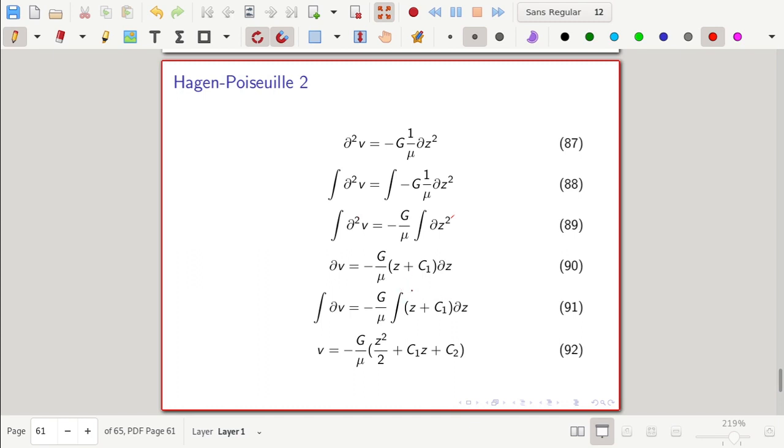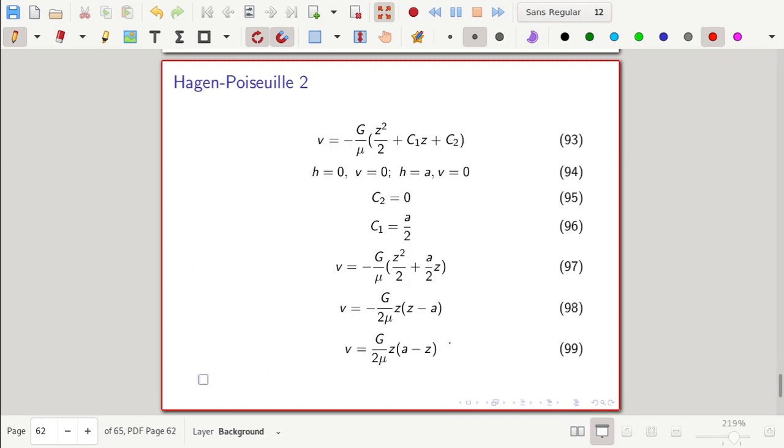It's just an integration of a linear function here, and because we have a linear function, we're left now for the analytical solution with a second order polynomial. So it's a quadratic function. This is our general solution. Now we need to apply the boundary conditions to find the values of the constants c1 and c2.